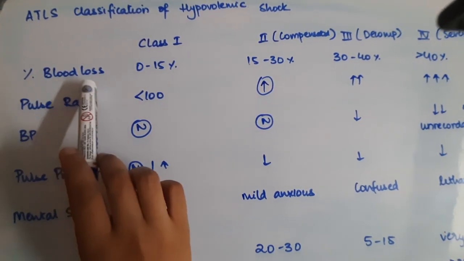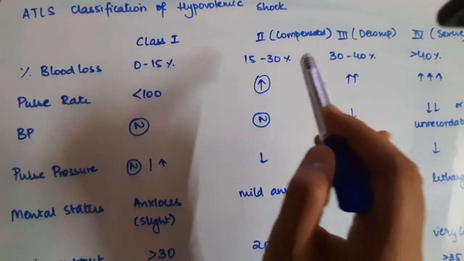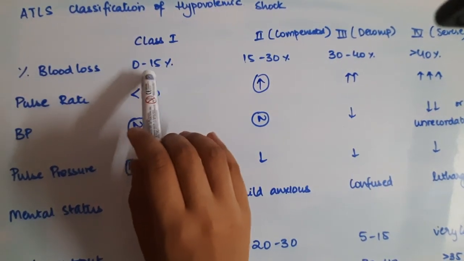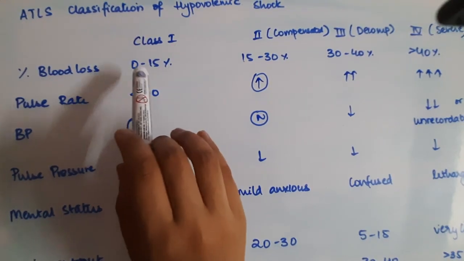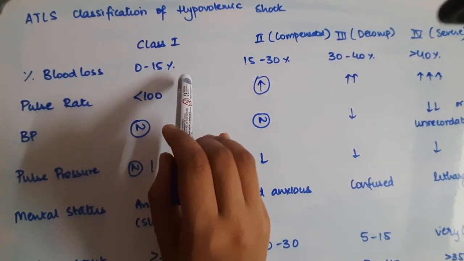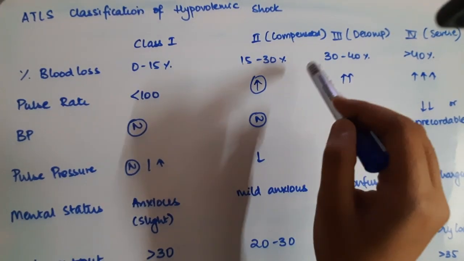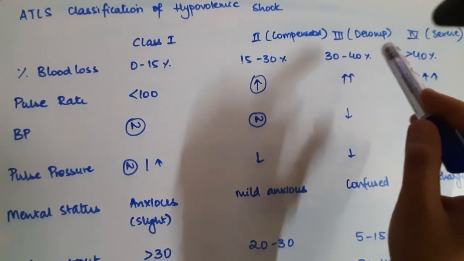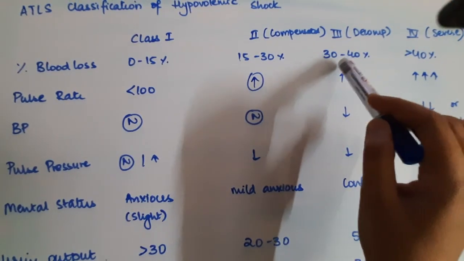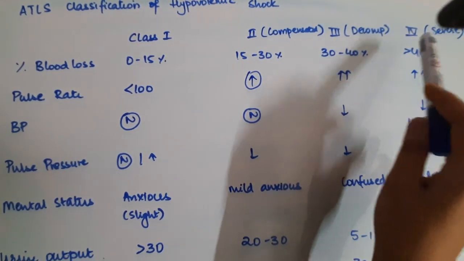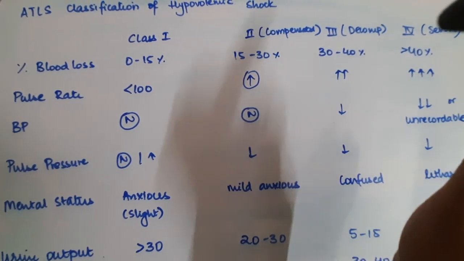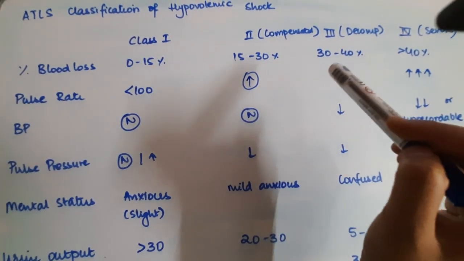If we look at the percentage of blood lost in these classes, in class 1, there is a less than 15% loss of total blood volume. In class 2, 15 to 30% of the body blood volume has been lost. In class 3, 30 to 40%, and in class 4, more than 40% of the body's blood volume has been depleted.